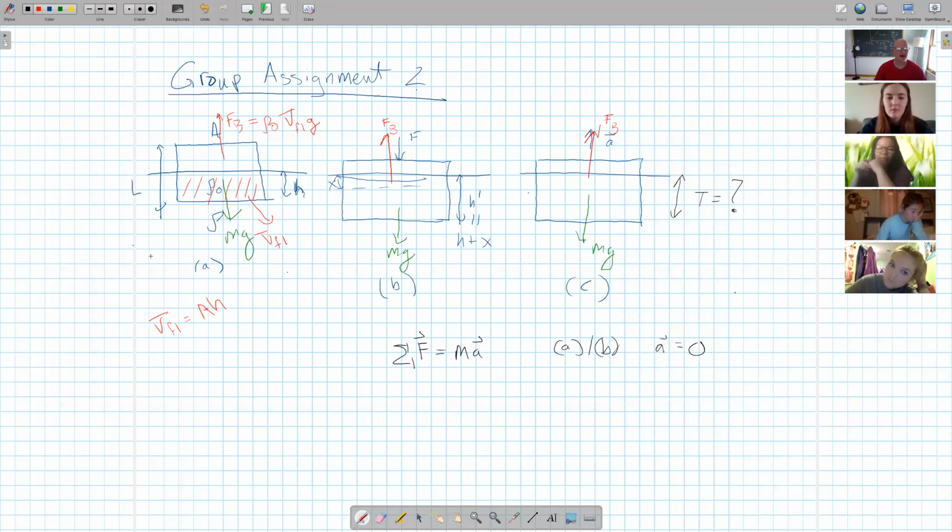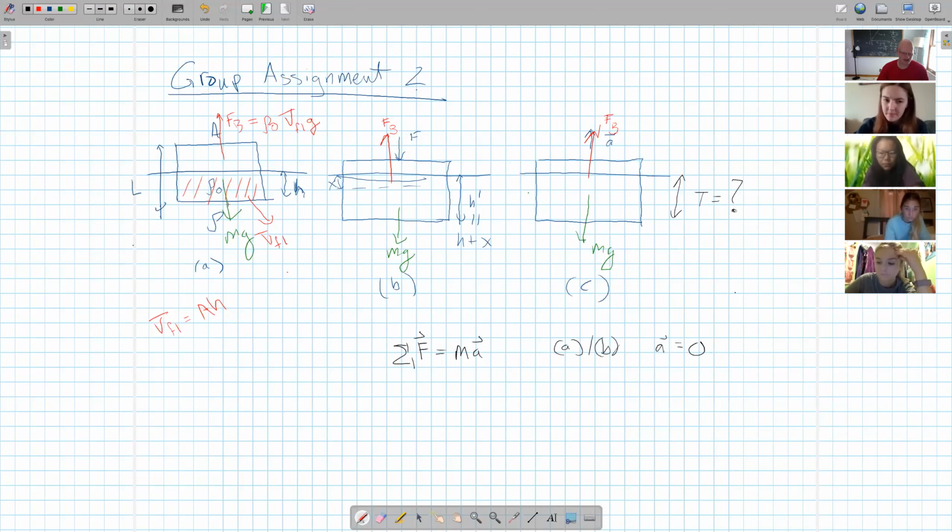So these are the free body diagrams that you're going to work with. This is the free body diagram from part A, for part B, and then for part C. So in part A, here's the length L, so that's the length of the object. On the top and the bottom, we have cross-sectional area A. This thing has a density of the object and a density of the fluid. So we're looking for this height H here, which is the amount that it is submerged in the water.